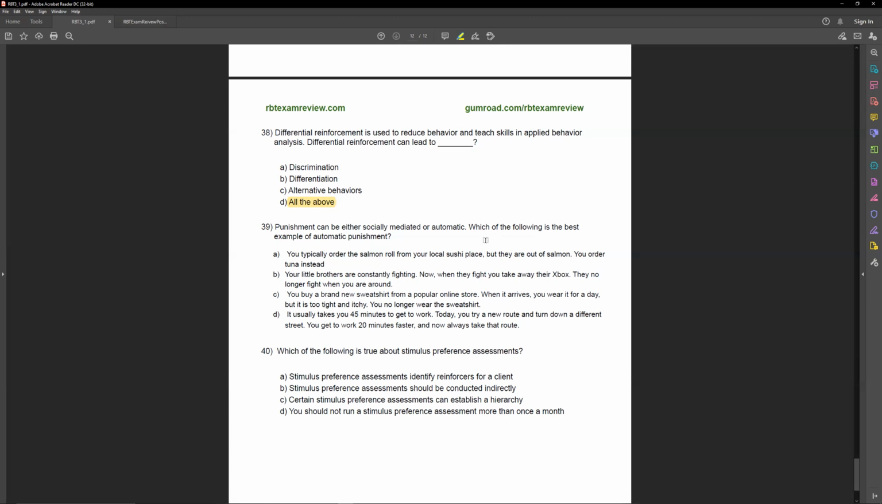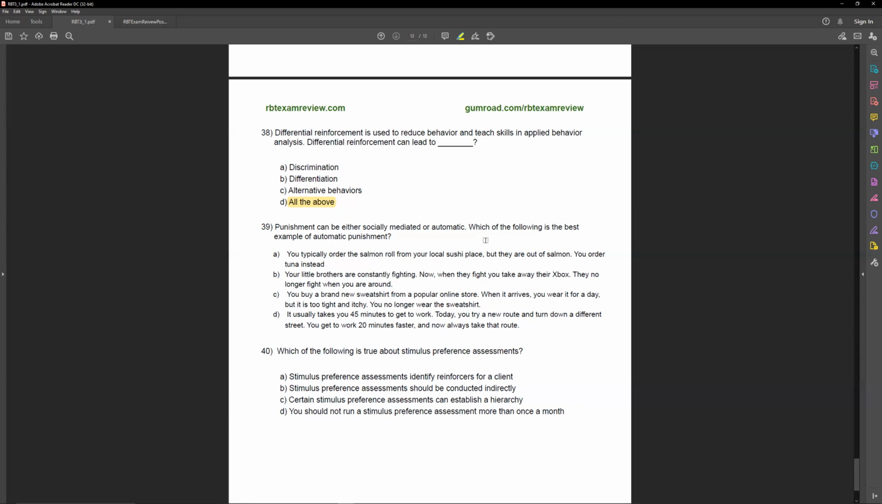39. Punishment can be either socially mediated or automatic. Which of the following is the best example of automatic punishment? Okay, punishment reinforcement question. Ask yourself, what is the difference between socially mediated and automatic? Socially mediated, okay, involves more than one person, right? It needs somebody delivering, or taking away, punishment or reinforcement, right? Socially mediated is more than one person. Automatic means it's only the person of interest involved, okay? There's nothing socially mediated about it. That punishment is coming from the one person involved, okay? So we're looking for automatic punishment. We need something that's decreasing behavior that's only involving one person. That's what we're looking for. So before you answer these questions, right, understand what you're looking for.